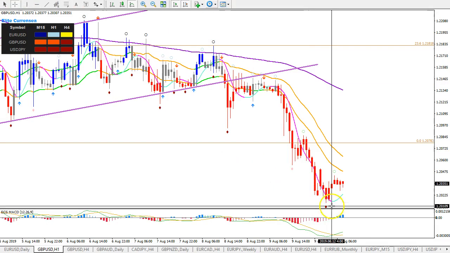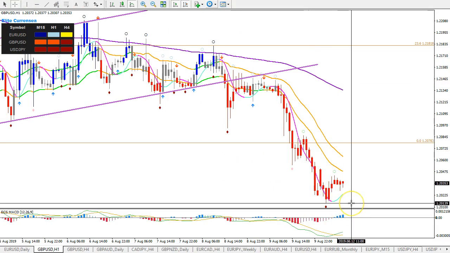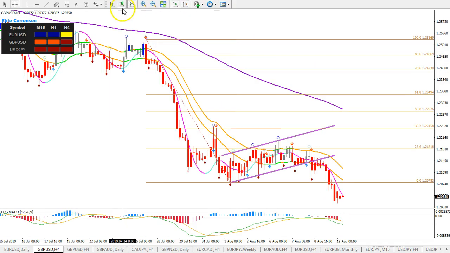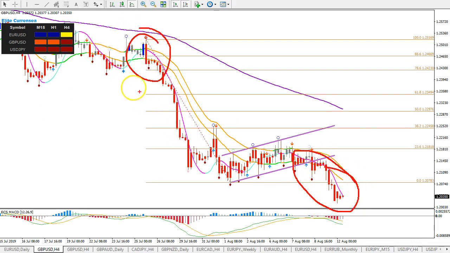Now price went even further than that. It went down to 120.14. So now it hit that psychological round level, and I'm not sure what it's going to do at this moment. It could bounce. We had a swing trade here. We had a swing trade here.